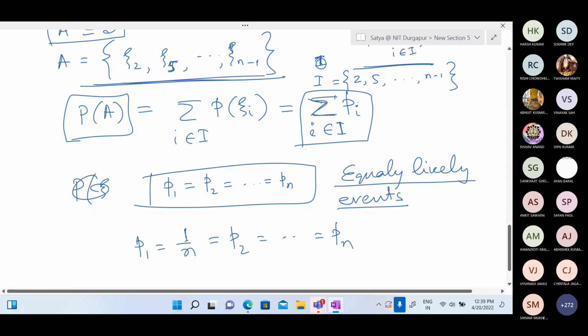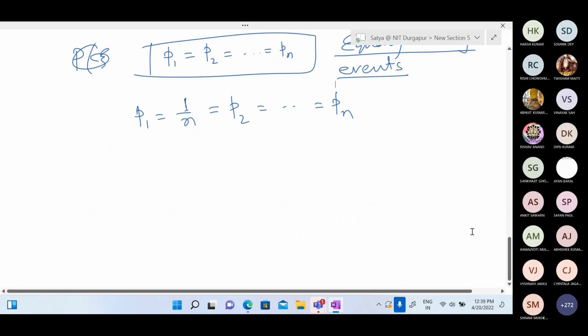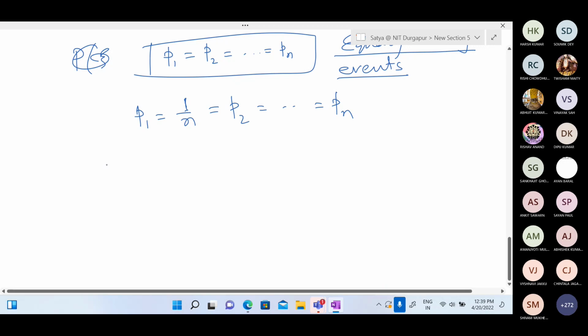Okay, now we define conditional probability. I am unable to give examples because I should finish the theory part first, that means Bayes theorem. I will not take too much time. So now, the conditional probability.